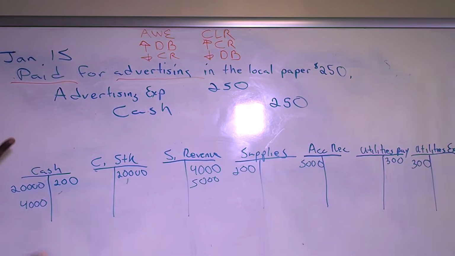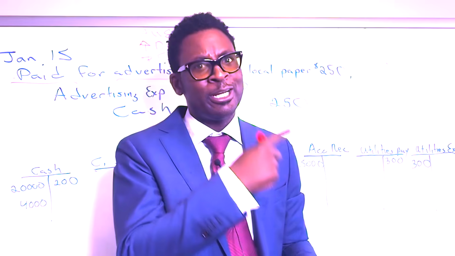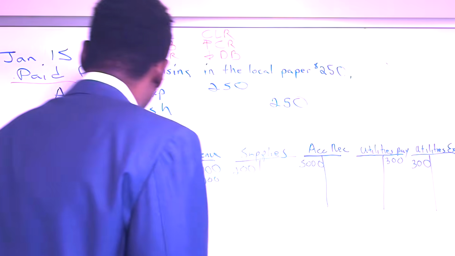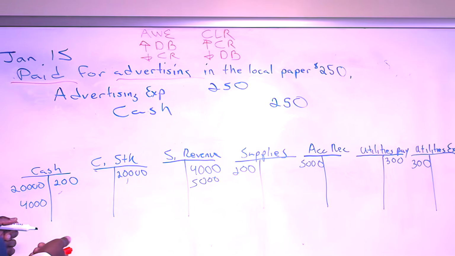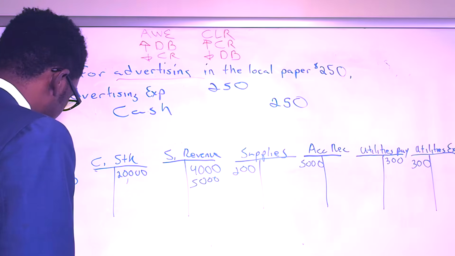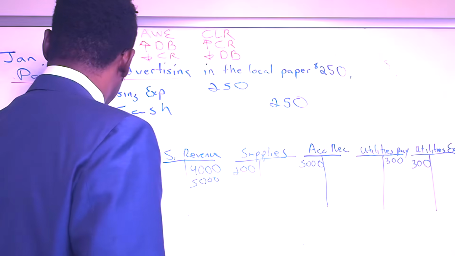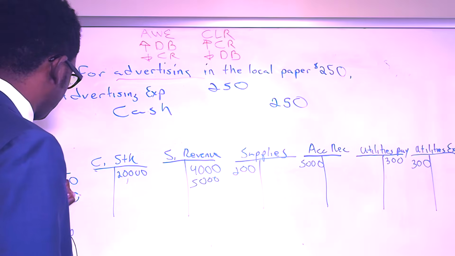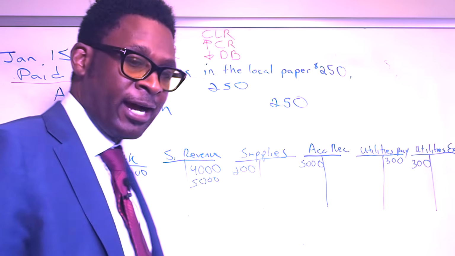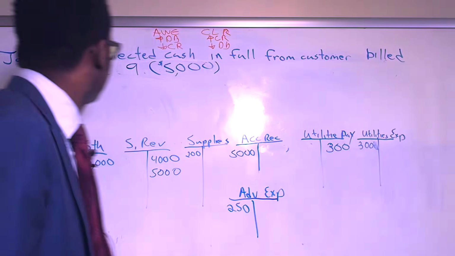So, that's it for that one, gang. Got a little too excited, started dancing, and we forgot to post to the ledger. So, advertising expense, well, we don't have one, so we're gonna go ahead and create one under here. And we're gonna debit advertising expense for $250, and cash we are going to credit. Now we're done.